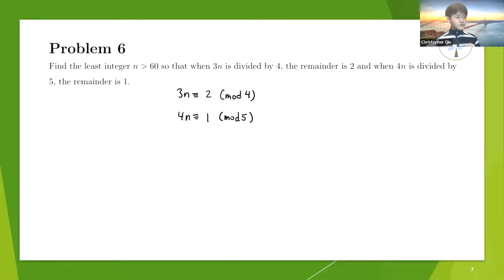There is a way that we can rewrite these two linear congruences to make it simpler. We can notice that 3n is congruent to negative n mod 4. So we can rewrite our first congruence as negative n is congruent to 2 mod 4. And similarly, we can rewrite our second linear congruence as negative n is congruent to 1 mod 5.